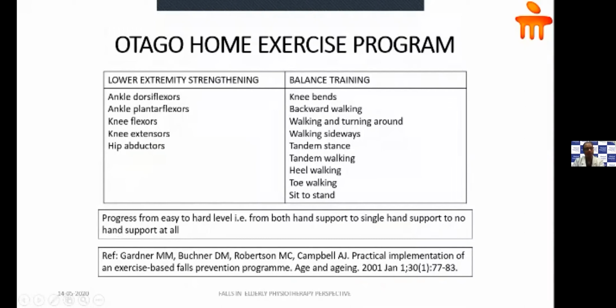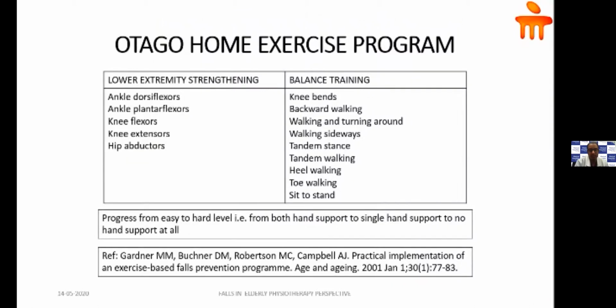And this is a simple Otago exercise program from the University of New Zealand. Those who can't visit the clinic or other settings can participate in this kind of program at home under the supervision of family members. Usually progress from easy to harder levels: start with both hand support, then single hand support, and then progress to no hand support.